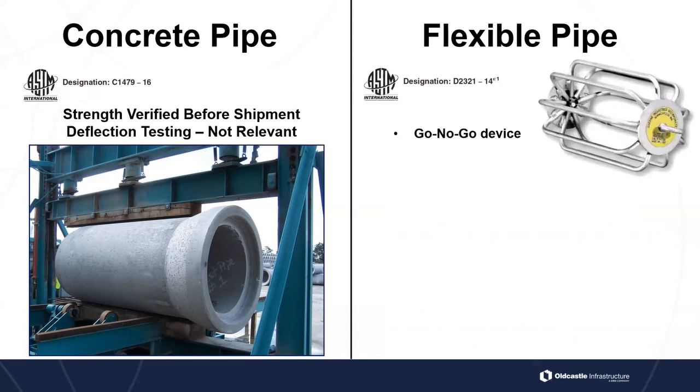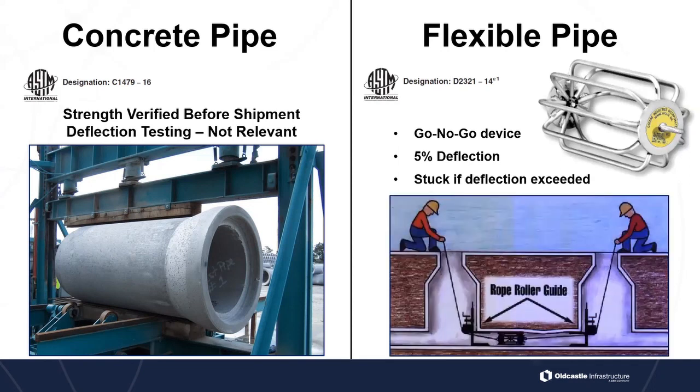Okay, now with flexible pipe, this is a mandrel or a go, no-go device with 9 fins coming off of it. It's sized to meet your deflection requirements, whether that's 5% or whatever it is. In most places, 5% deflection is allowable. So it's set to 5% deflection of the internal diameter, and then you pull it through and it gets stuck if the deflection is exceeded.